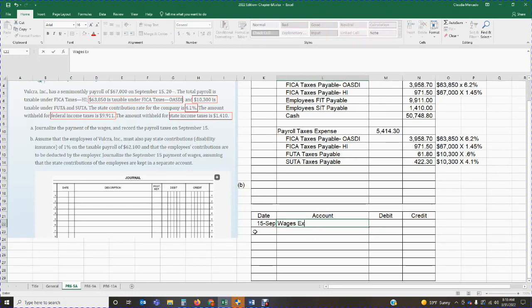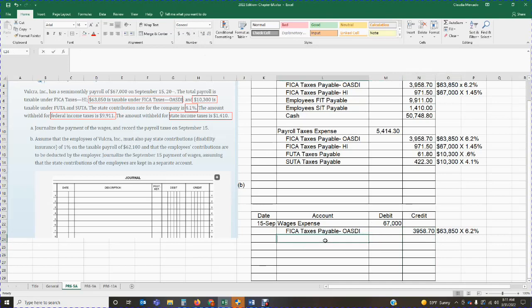We're going to start off with our wages expense. The amount of my wages according to the problem does not change. That is $67,000. Now we start with our withholdings. We have FICA taxes payable, OASDI, and we already calculated that before. That is your $63,850 times our 6.2%. That does not change, and that gives us $3,958.70. Same calculation as up here.